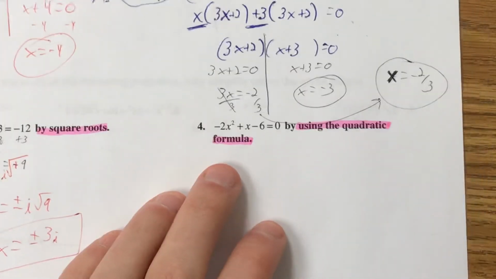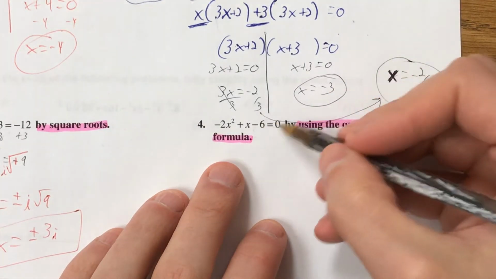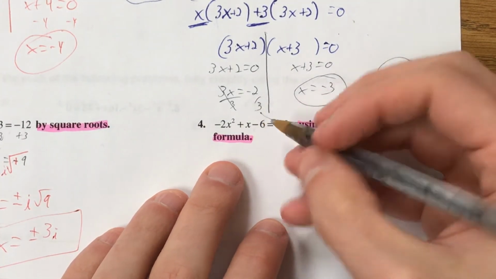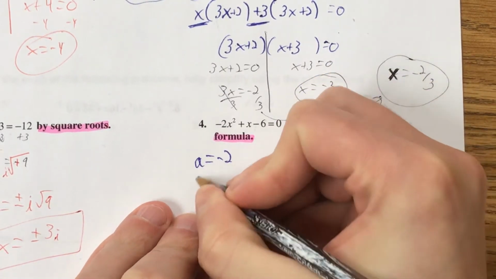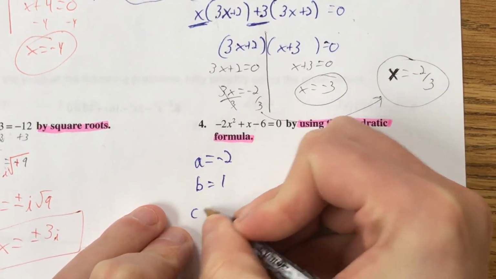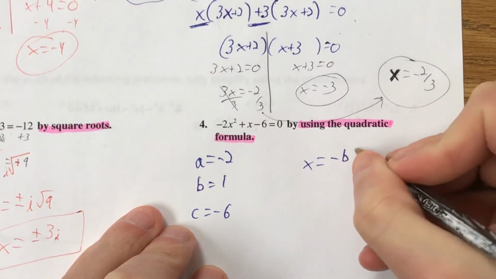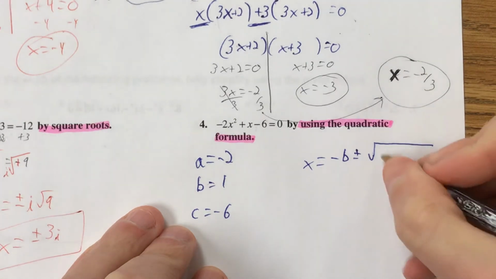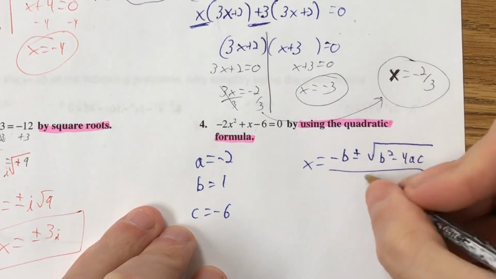Okay, quadratic formula. Here it is equal to 0, so it's already in ABC form. So a equals negative 2, b equals 1, and c equals negative 6. And we're going to be using x equals negative b plus or minus the square root of b squared minus 4ac, all over 2a.